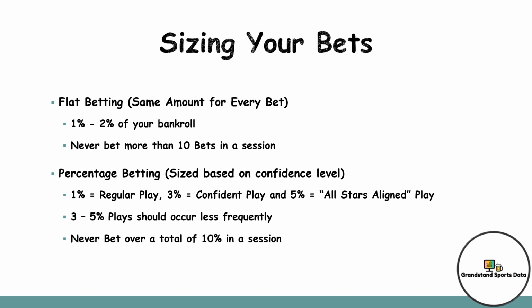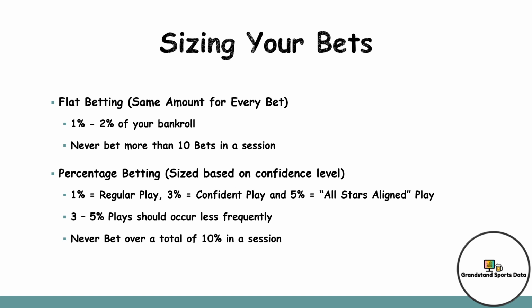Next will be sizing your bets. So, we're going to dive deeper into sizing your bets. After you make your initial deposit, what bet sizes can you use? Well, first is flat betting, which is when you bet the same amount for every single bet. Most gamblers will tell you that using 1% or 2% of your bankroll will make the most sense, and never bet more than 10 bets in one session. Limiting your bets per session will minimize your risk of ruin. It'll help you preserve your bankroll and make it easy to evaluate assessment days.